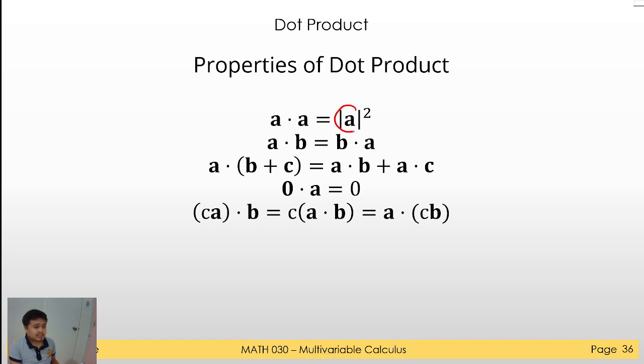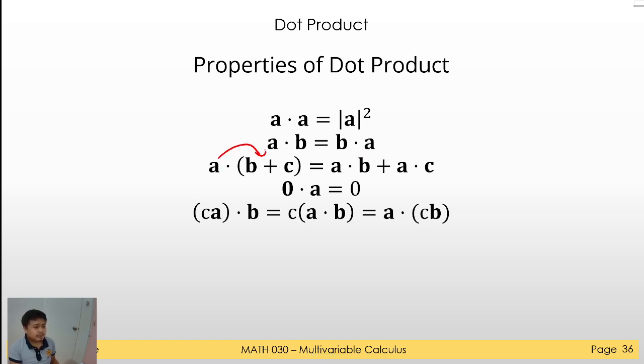Again, what does this mean? If we have two vertical bars, it means we are trying to find the length of A. The norm of A, the magnitude of A, they are the same thing. And then for the next one, we can see that the dot product is commutative. So A dot B is also the same as B dot A.